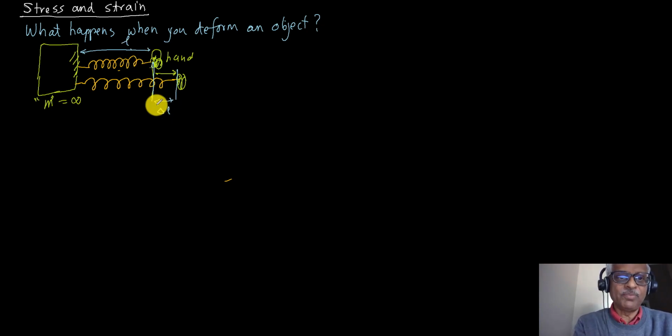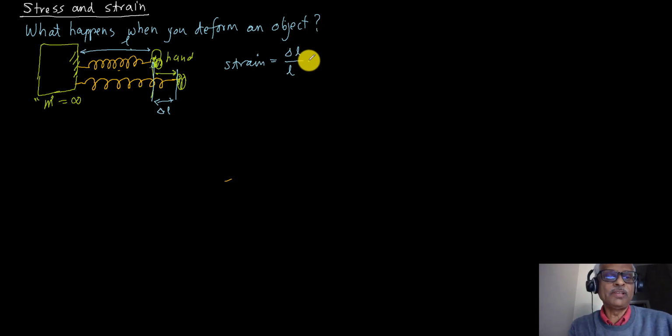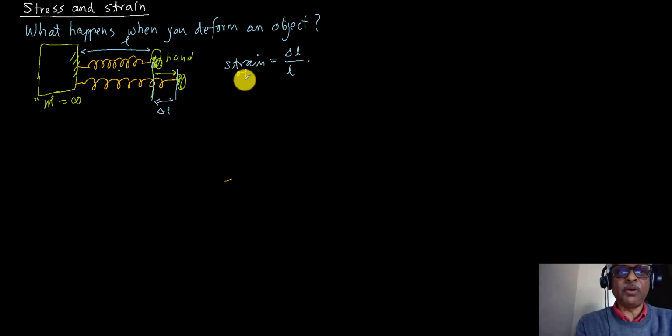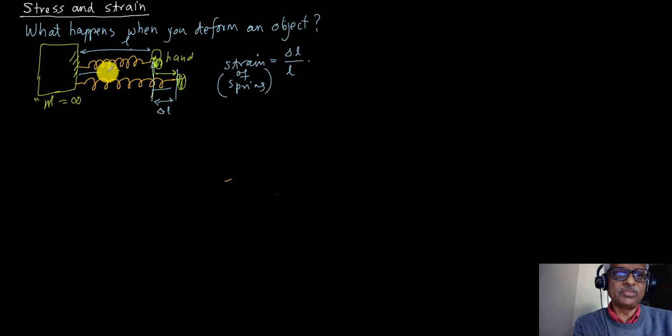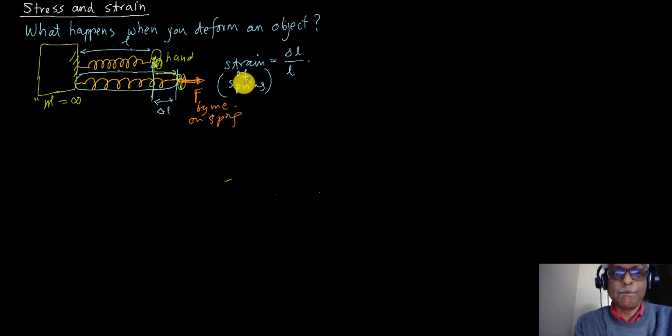The strain is this ratio, we'll call it strain. Strain is the fractional change in length. So this is the strain of a spring. Well, what happens in the spring? In order to maintain this strain, or change in length, I need to be applying a force, right? So I'm applying a force. This is force by me on a spring, right?